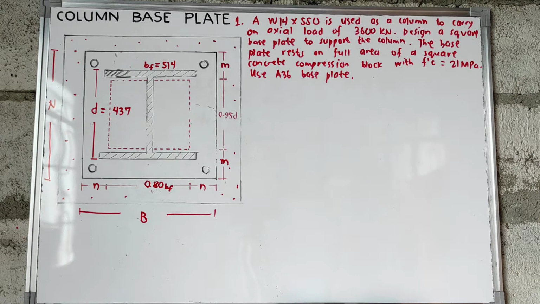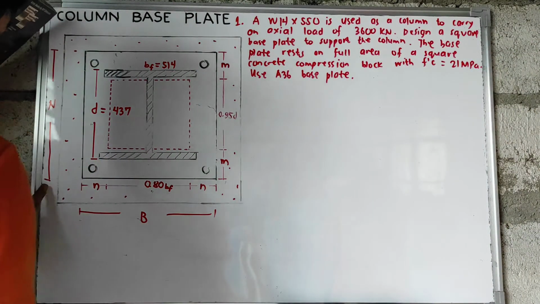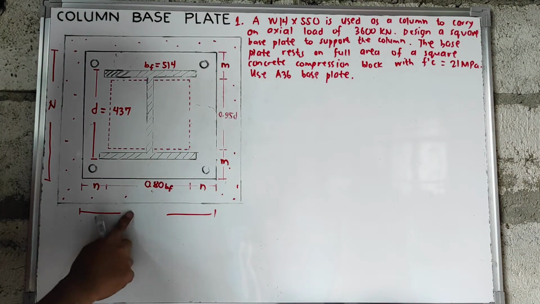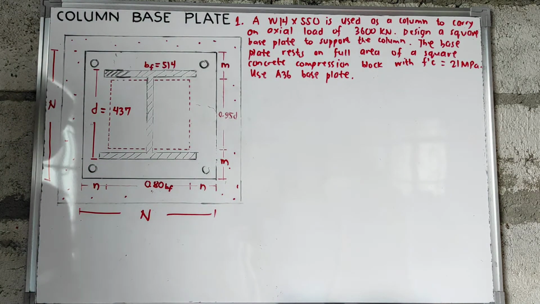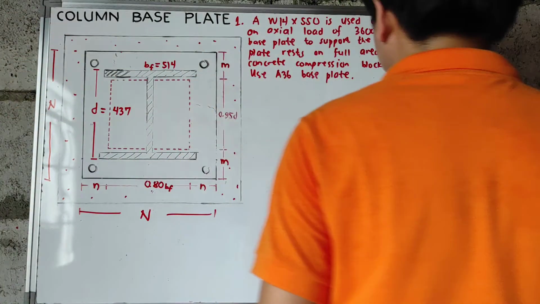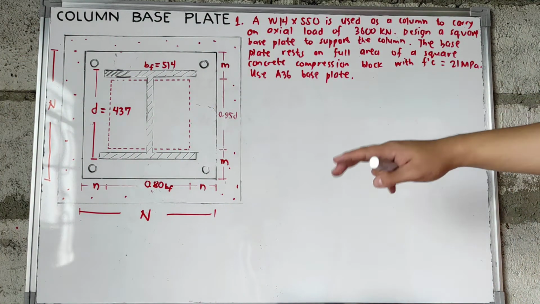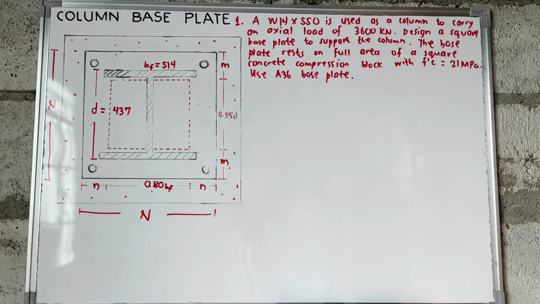Design a square base plate to support the column. So, meron tayong value ng base plate natin dito. So, let's say it is a square base plate, meaning to say, parehas lang yung dimension natin. So, kung n yung value natin dito, definitely yung value ng B natin dito is equal to the dimension natin dito na n. So, hahanapin natin yung value ng dimension ng mga base plate natin, considering that it is a square base plate.